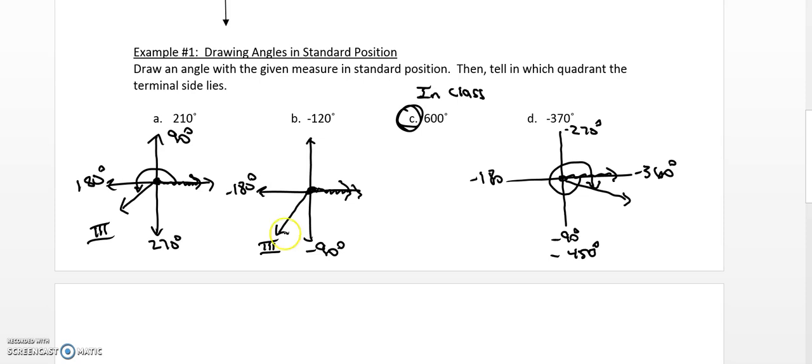Which reminds me real quick, I forgot to put my arrow in letter B. So we'll kind of backtrack here. It was negative 120. So it should be like that. All right. And then this ended up in quadrant 4. So these two ended up in the same quadrant, just a coincidence. The terminal side can end up in any of the 4 quadrants.